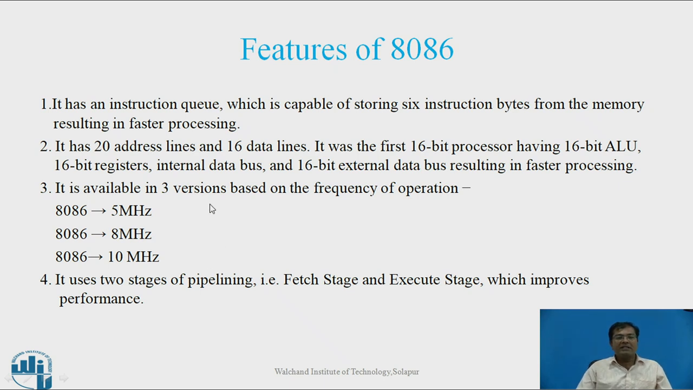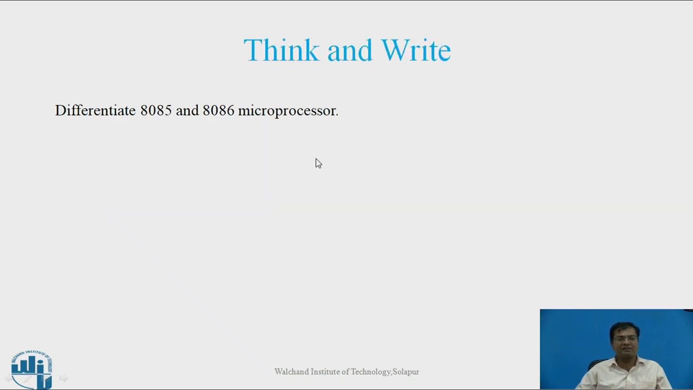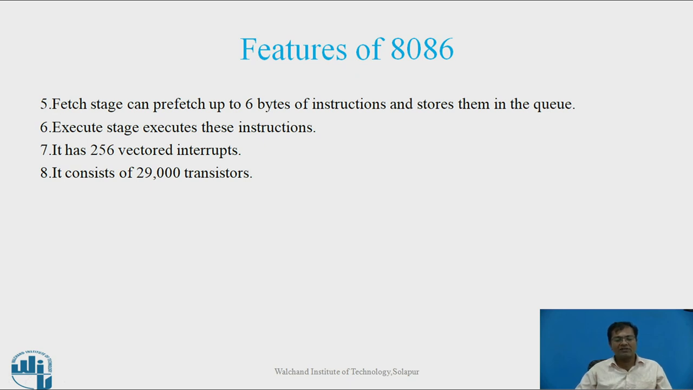It is available in 3 different versions depending on its operating frequency: 5 MHz, 8 MHz, 10 MHz. It uses 2 stages of pipelining, fetch stage and execute stage, which improves the performance. The fetch stage can prefetch up to 6 bytes of instructions and stores them in the queue. The execute stage executes these instructions one by one. 8086 has 256 vectored interrupts, and it consists of 29,000 transistors. So these are the features of 8086.